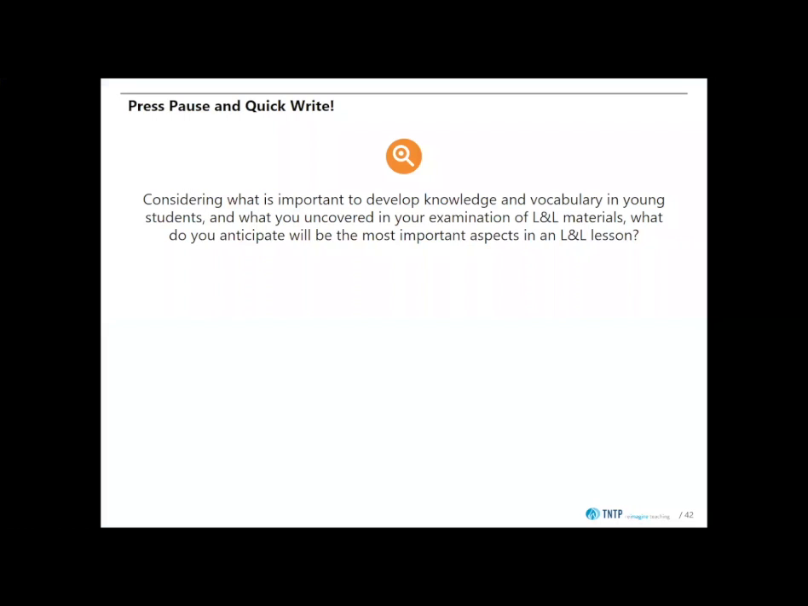First, let's pause and quick write. Considering what is important to develop knowledge and vocabulary in young students, and what you uncovered in your examination of the initial listening and learning materials, what do you anticipate will be the most important aspects in a listening and learning lesson? My guess is you jotted things like knowledge building, or the domains, or vocabulary. If so, you're right on target.